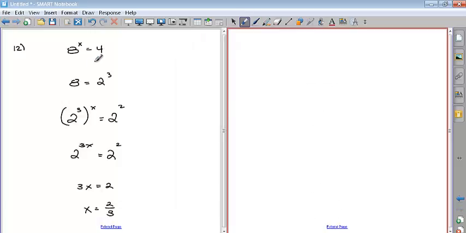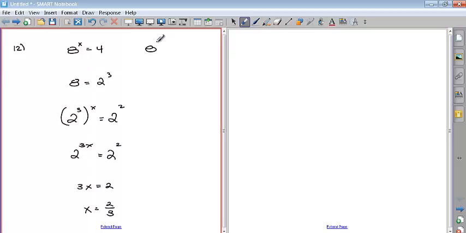If you think about it, what you have is 8 to the 2/3 power, which is the cube root of 8, squared. The cube root of 8 is 2, so then you'd have 2 squared, which is 4. That's one way to do it.